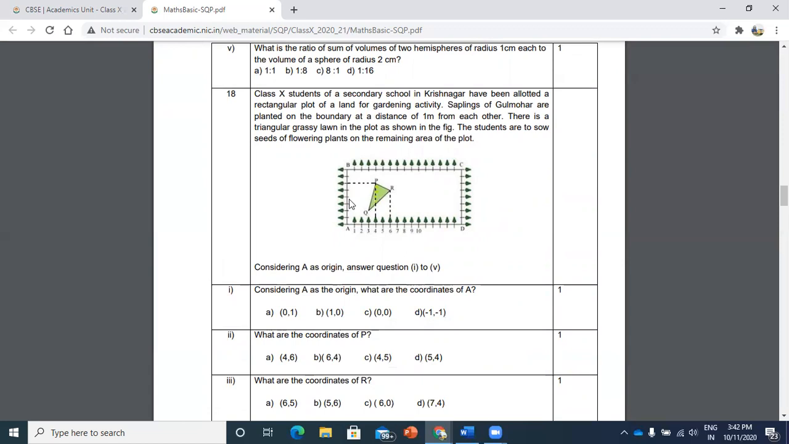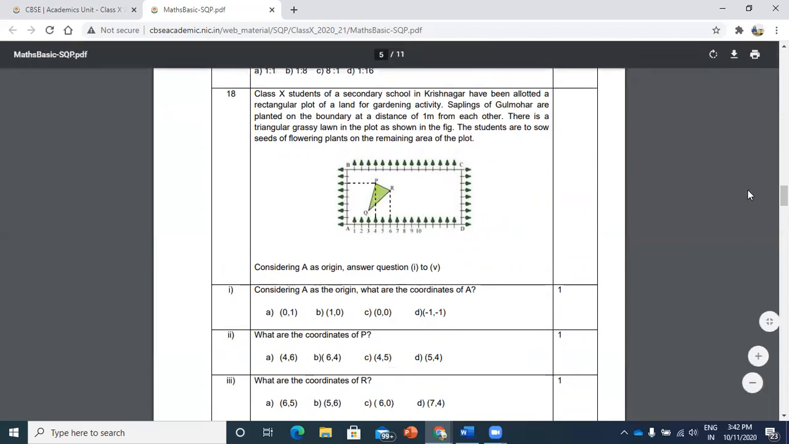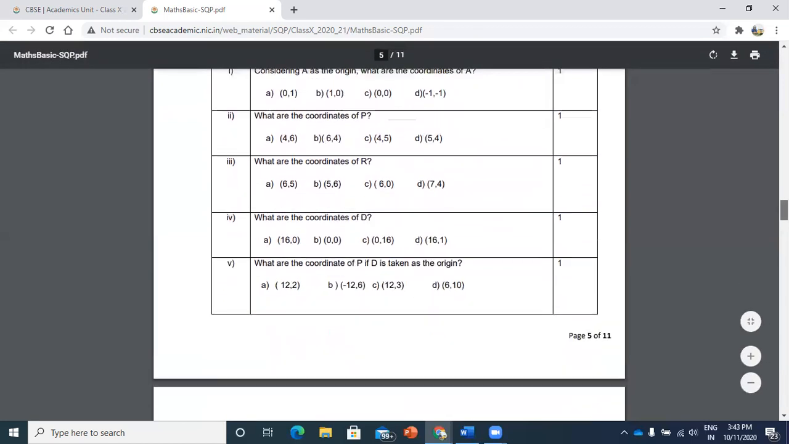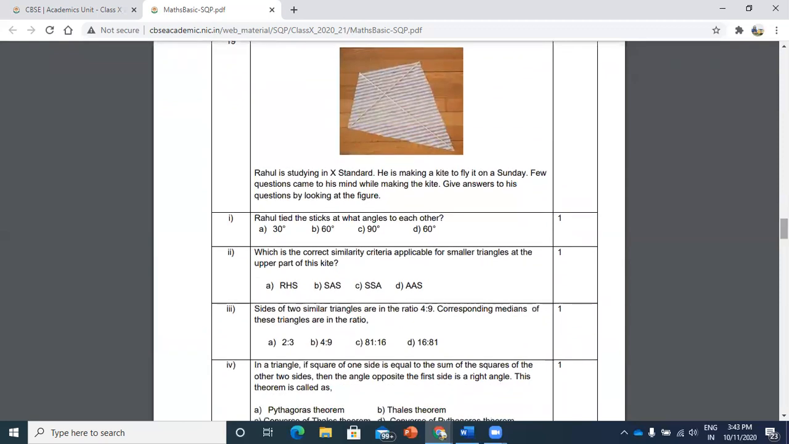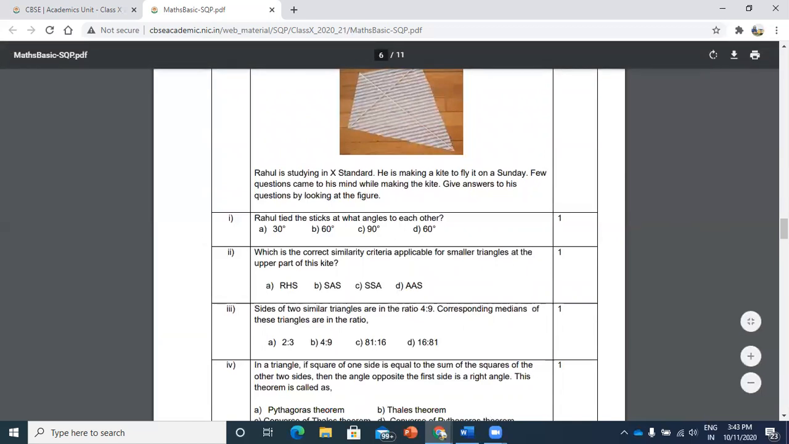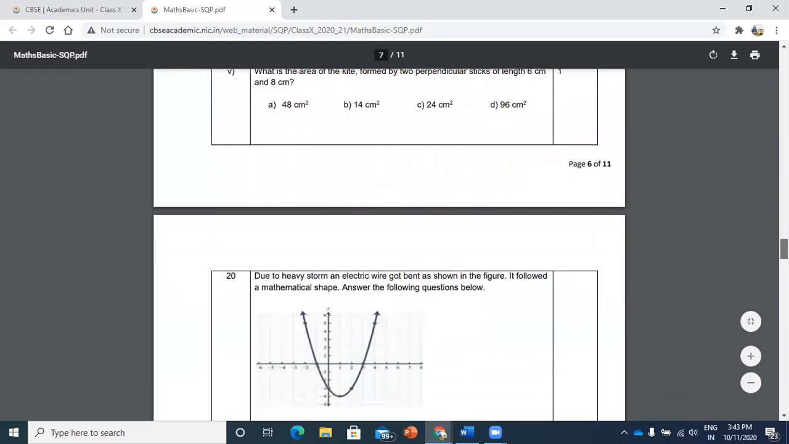Although if you see this, the figure is given here and you can directly answer this if you know the formulae, and this is based on coordinate geometry. Then there's another question based on a kite. You have already studied the properties of a kite. So these properties, if you know, you will be able to answer these questions.